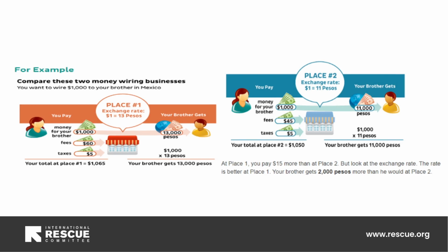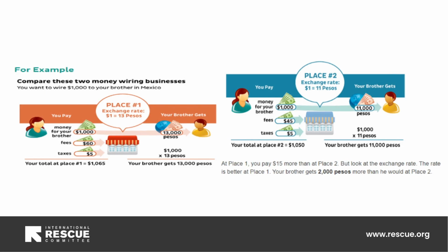Let's take a look at an example comparing costs on transferring money. In the first example, at place number 1, you are transferring $1,000 to your brother in Mexico. Firstly, place number 1 is using an exchange rate of $1 equals 13 pesos. Then there is a fee of $60, which is about 6% of the amount you are sending, or it's a fixed fee. Finally, there are taxes of $5. In total, it looks as if the total fees are $65.